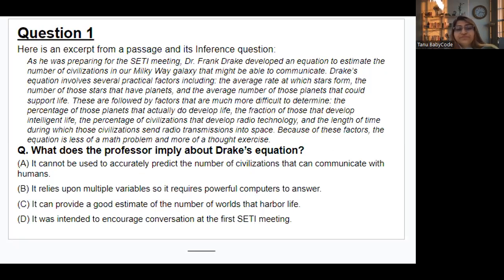Here there's an excerpt from the passage and its inference question. This is a transcript of an audio recording, and after that, you have a question: What does the professor imply about Drake's equation? So what does the professor express about Drake's equation? You have four options. Read the recording transcript part and then decide on your answer: what does the professor imply about Drake's equation?